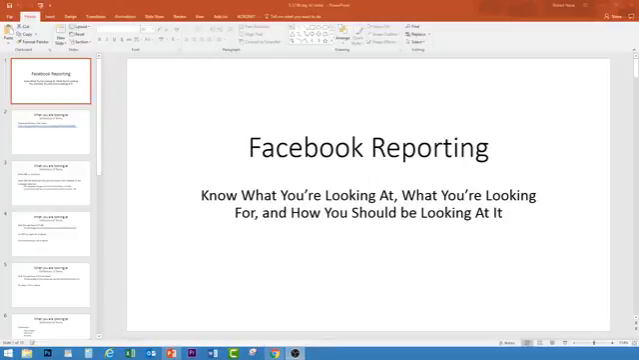It says know what you're looking at, what you're looking for, and what you should be looking at. So that's what we're going to talk about today. We're going to keep it simple. We're not going to talk about what's CPM. We are going to talk about some definitions, some terms, but we're not going to get into all the crazy numbers, the crazy analytics, and terminology.